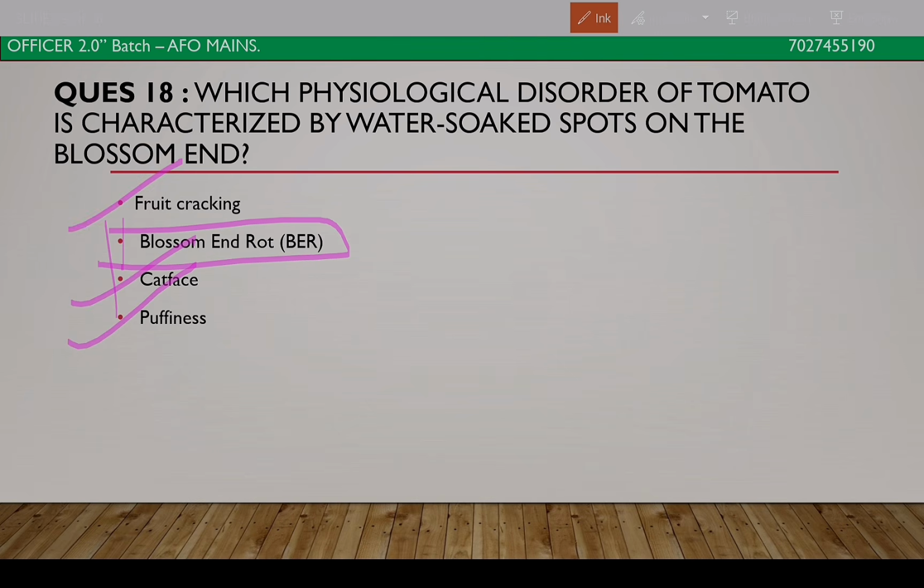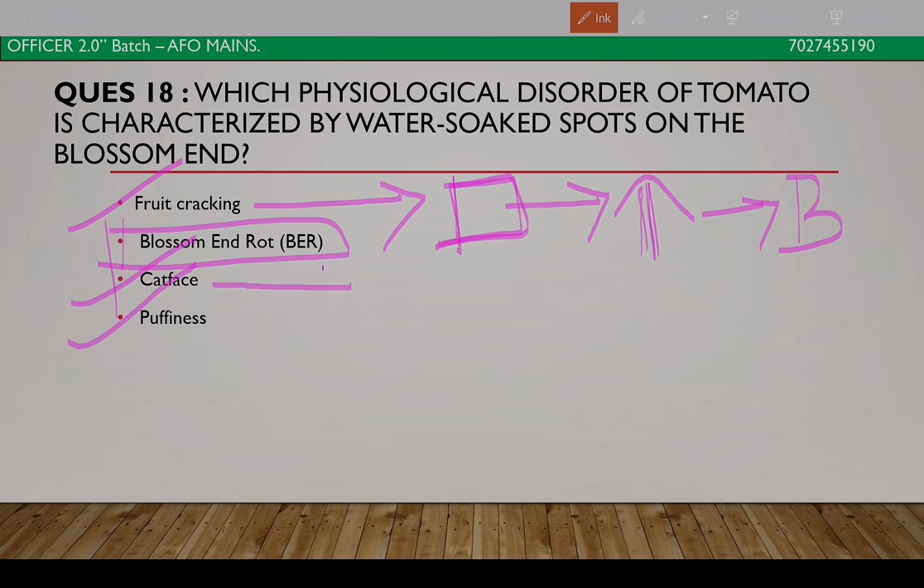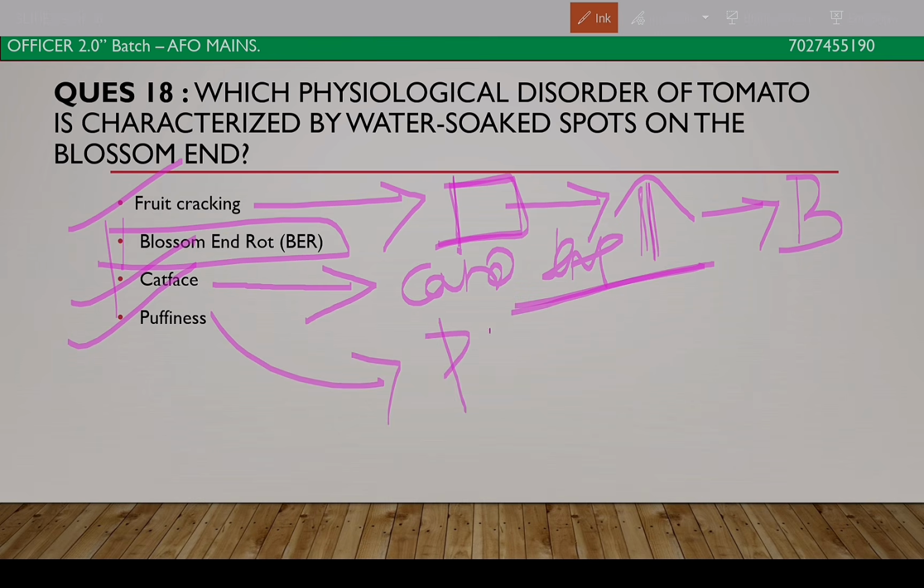Now let us discuss these options first. Fruit cracking. Why fruit cracking occurs? Fruit cracking occurs when there is a sudden moisture. Plant is growing in moistureless conditions. If we give moisture suddenly, then the outer skin of fruit will break. Similarly, cat face. Why cat face happens? Cat face happens due to cold temperature during anthesis. Okay. And next is puffiness. Why puffiness happens? Puffiness happens due to poor pollination.